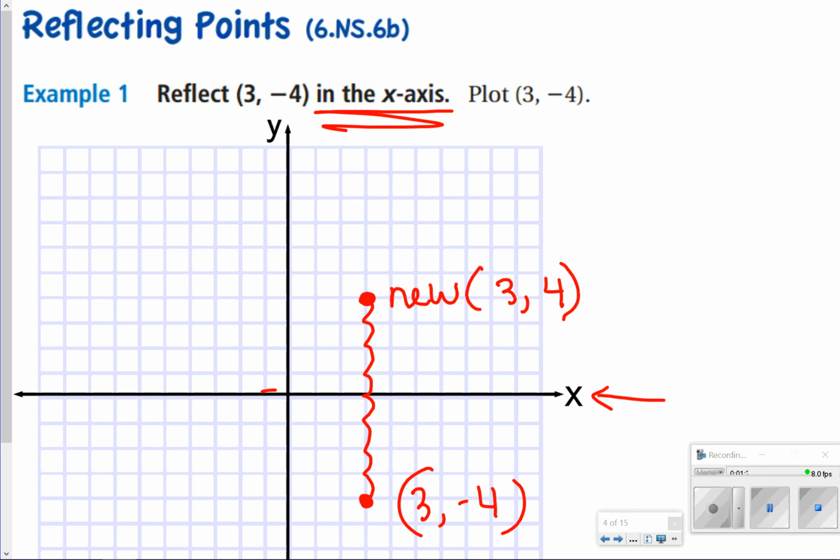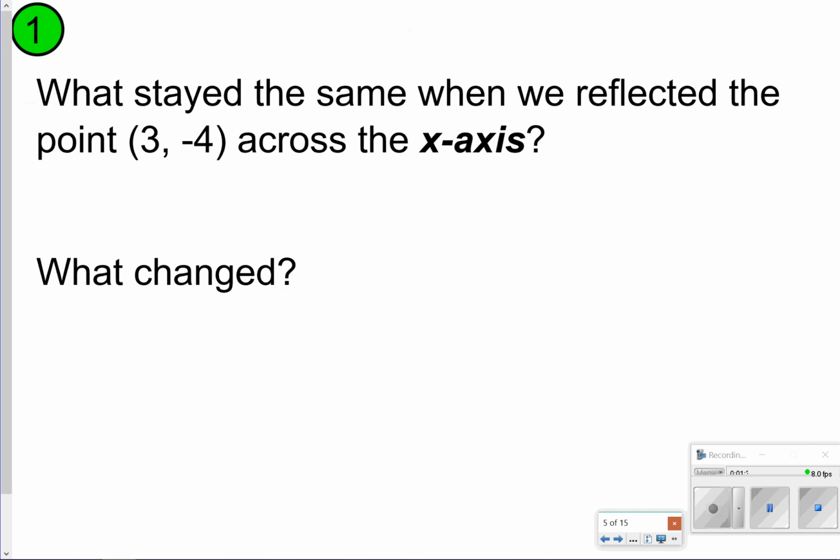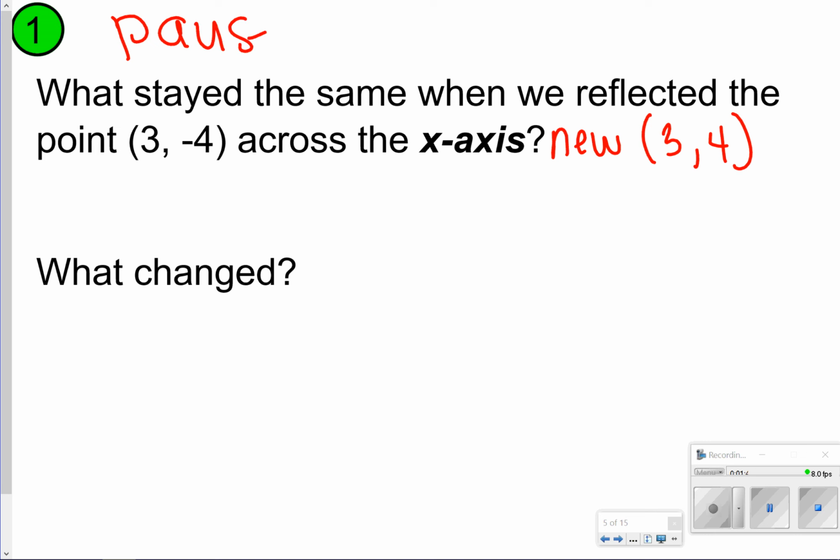So notice what changed there. The first thing we're going to write in our notes is what stayed the same when we reflect 3, -4 across the x-axis and what changed. Remember, our new point was 3, 4. Go ahead and pause the video now and answer the questions here, and once you're done, click play. Okay, so what stayed the same was the x-coordinate.